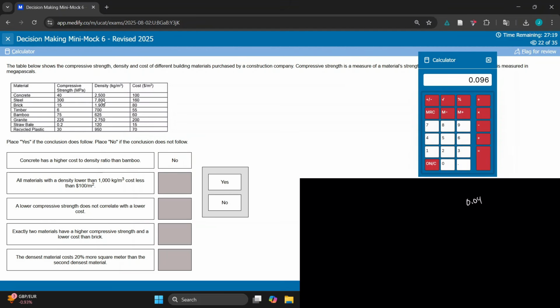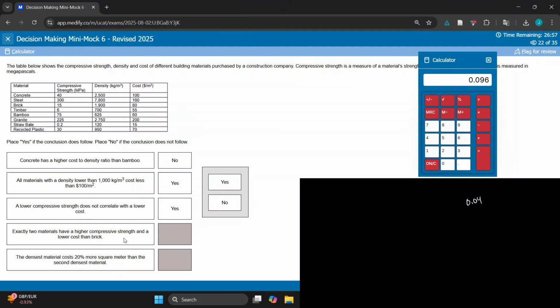All materials with a density lower than 1000, so that's these four, have a cost less than 100, yes, that's true. A lower compressive strength does not correlate with a lower cost. Which has the lowest? 0.2, that's 15, 6, that's 55, 75 is 60, 30 is 70. Yeah, so it's a bit all over the place, so I'd say no. So actually, yeah, sorry, it does not correlate.